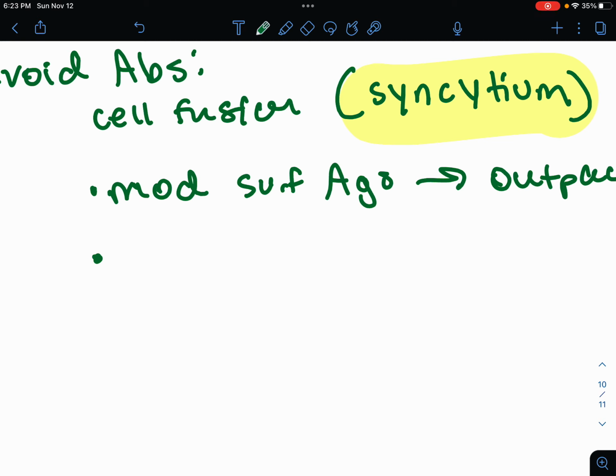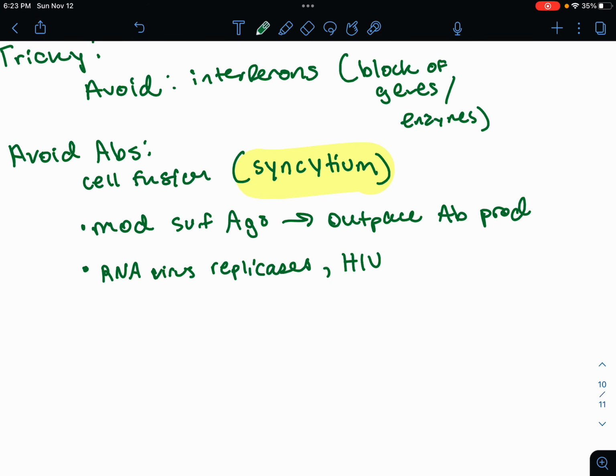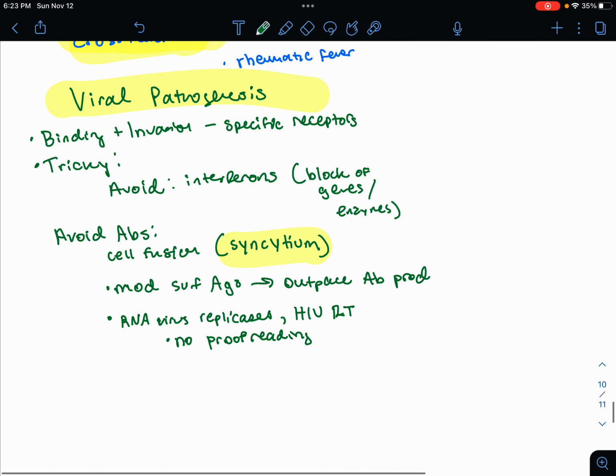Another way that they could avoid the immune system would be the RNA virus replicases. There's also the HIV reverse transcriptase, which again introduces so many mutations because of the lack of proofreading. And then when those RNAs get translated, then you have variants of the virus, as we saw with COVID again.